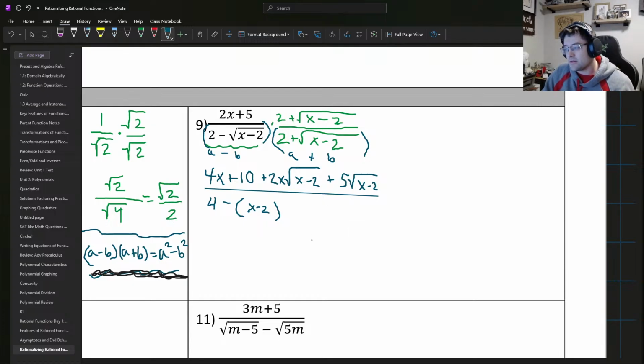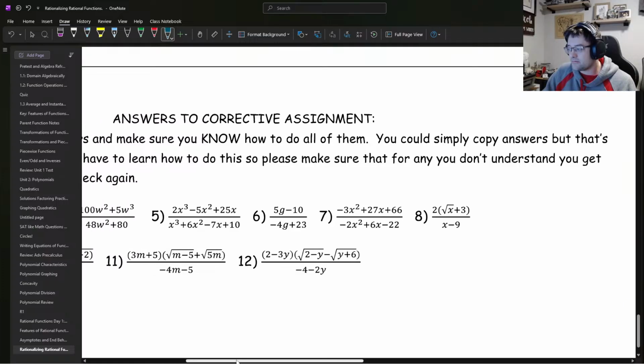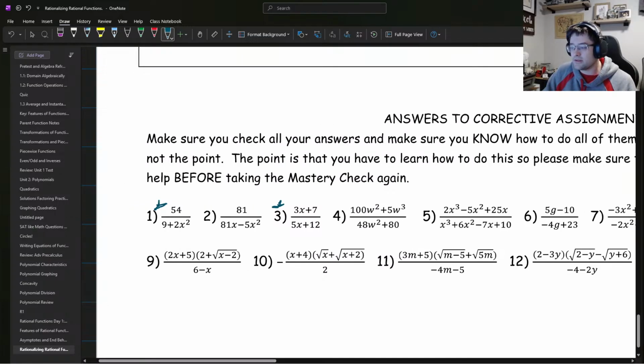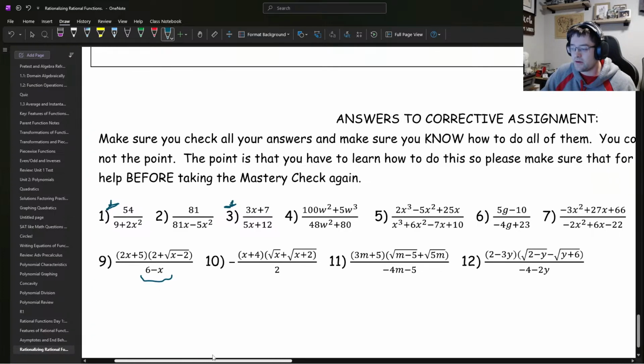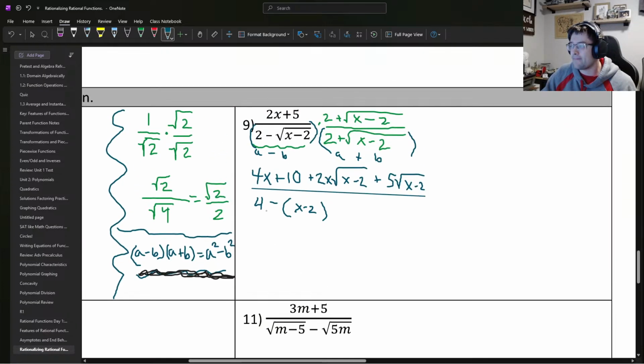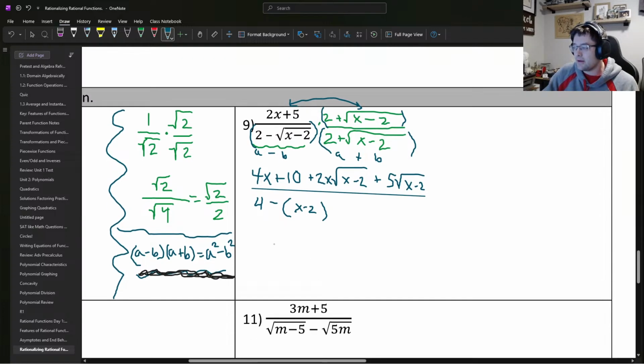So let's go look and see what the answer key has. Make sure we're on track here, as pretty as this is. Yeah, so looks like we're going to get our 6 minus x, the 2x plus 5. Right. The answer key just has the two values multiplied. And yeah, we do get 6 minus x as our denominator. So yeah, I'm fine with that.